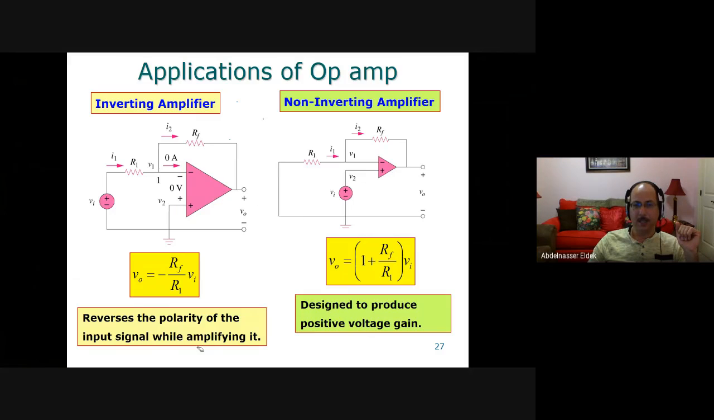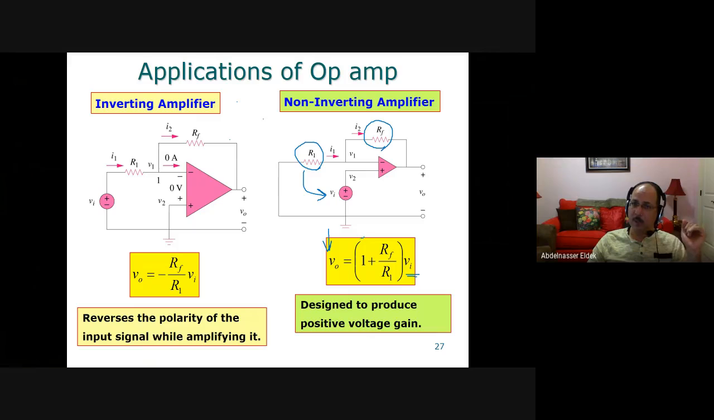So if you look at the relation between the input and output, see the output here, VO equals what? VO equals 1 plus RF divided by R1 times the input. So 1 plus RF divided by R1, between brackets, times VI.